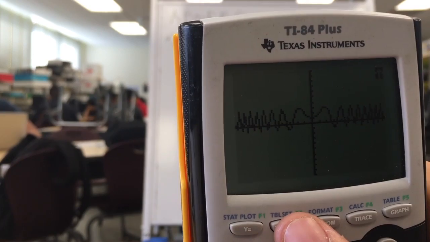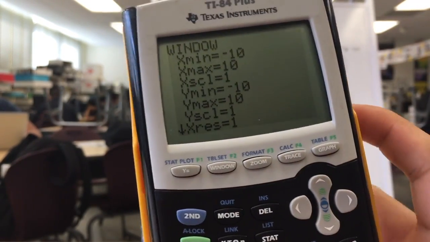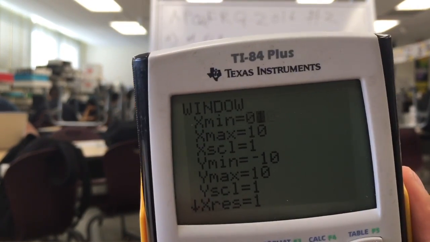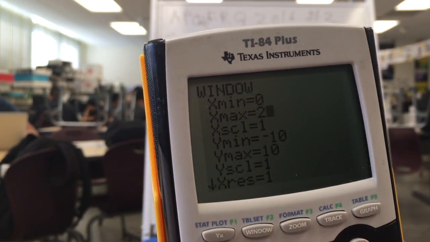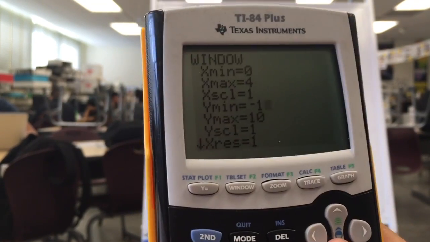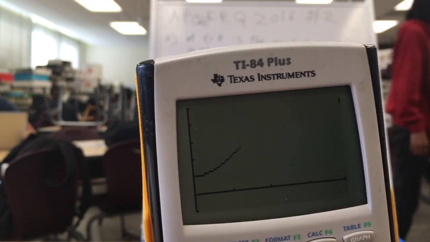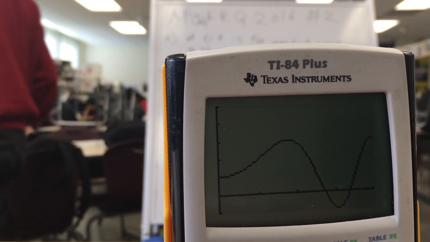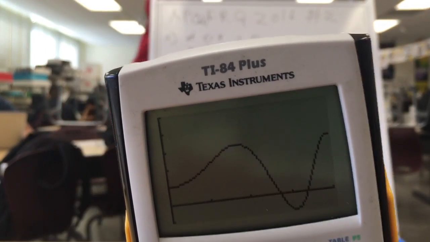We're looking at the graph from x = 0 to x = 4. So what I did here is put negative 10 as x min, and then I changed it to 0. For x max, I put 4. With the y min, I put negative 1, and y max to 5. So as you could see, that's the part of the graph that we're going to be working on today.